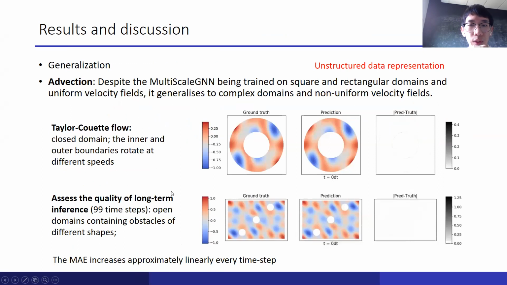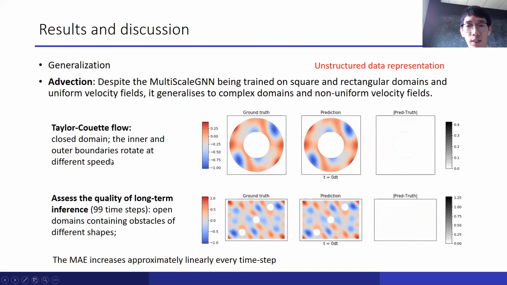Now let's show you some results of this paper. The authors mention that despite the multiscale GNN being trained on square or rectangular domains and uniform velocity fields, it can be generalized to complex domains and non-uniform velocity fields. This is due to the unstructured data representation of the graph neural network, which makes the model independent of the geometries.